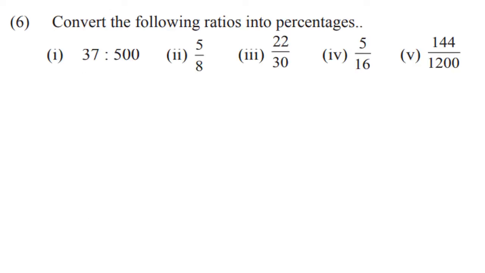Question number 6. Convert the following ratios into percentage. We have done this in practice set 4.1. So again you will solve this as homework, by yourself. It's very easy. You know that to convert into percentage means simply multiply the given ratio by 100, or convert the denominator into 100. So any method you can use. Okay, let's go ahead.